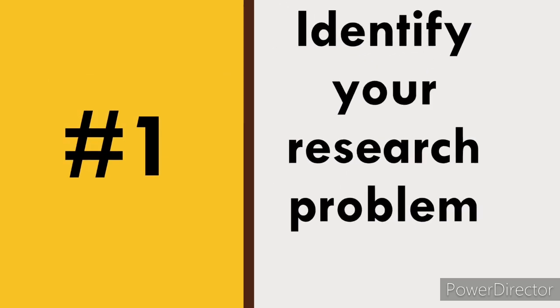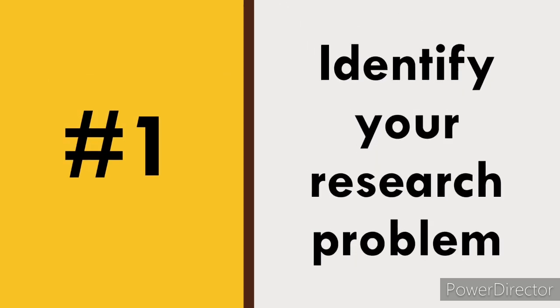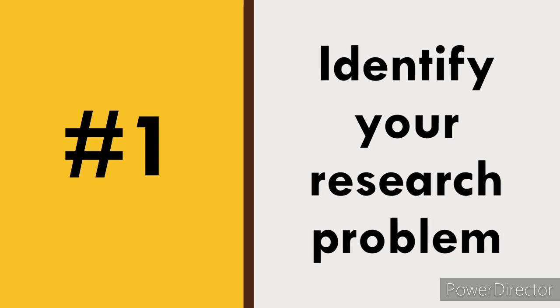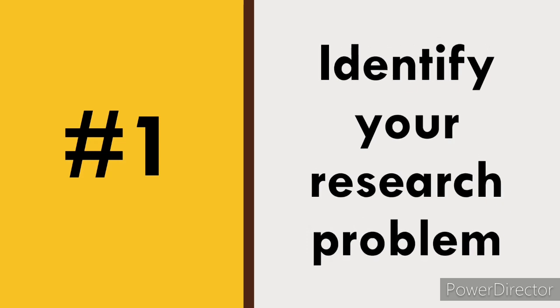Number 1. Identify your research problem. If you are a classroom teacher, you may encounter a lot of difficulties in your classes. It can be about your students' behavior, their academic performances, your teaching strategies and practices, the contents of your subject, and many more. So you may start by listing down these problems. Then you have to answer the question, what is your number 1 problem in your classroom?